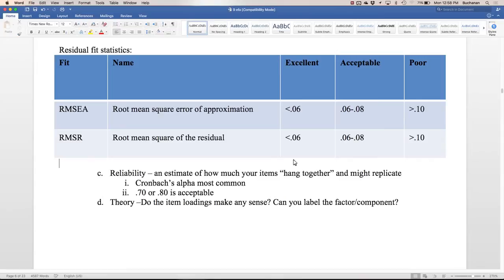RMSR, same rules. Now, these are also applied to structural equation modeling. And this one is the trickiest thing. Sometimes it's called RMSR. Sometimes you'll see it listed as SRMR. They're approximately the same thing. That S is like a dancing S. It just moves around. It's the standardized root mean residual instead of root mean square residual. The rules are the same.